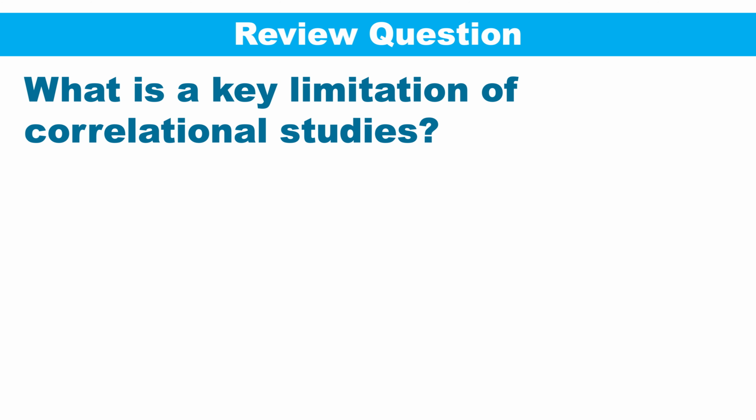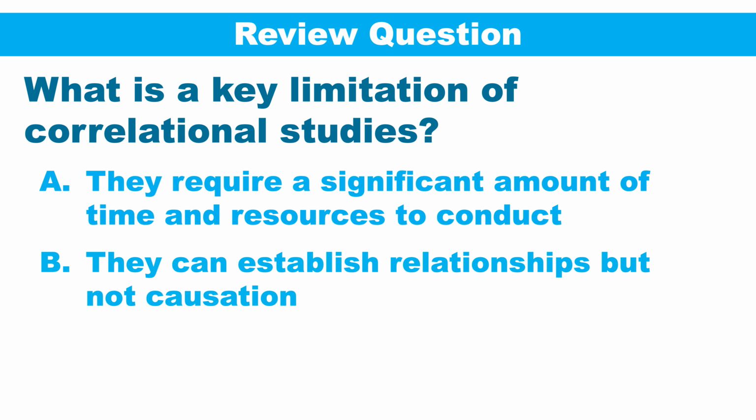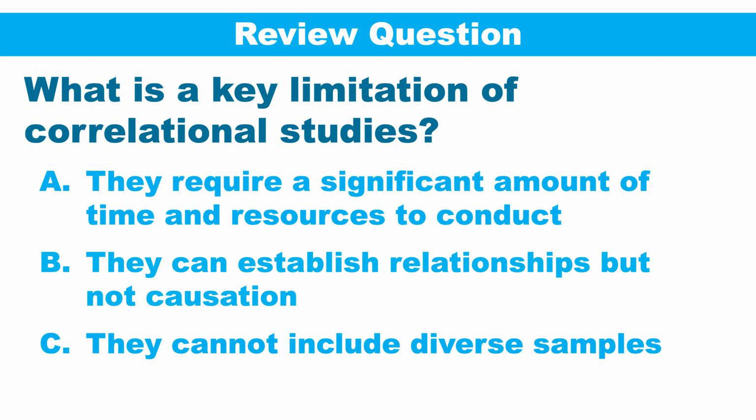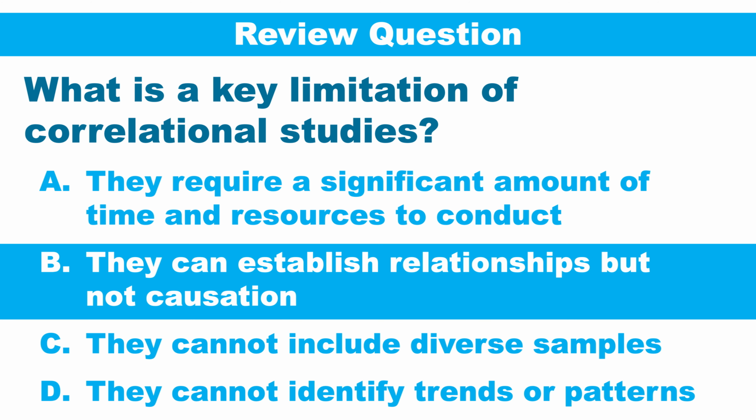What is a key limitation of correlational studies? A, they require a significant amount of time and resources to conduct. B, they can establish relationships but not causation. C, they cannot include diverse samples. Or D, they cannot identify trends or patterns. The correct answer is B. Correlational studies can reveal relationships between variables, but can't determine whether one causes the other.